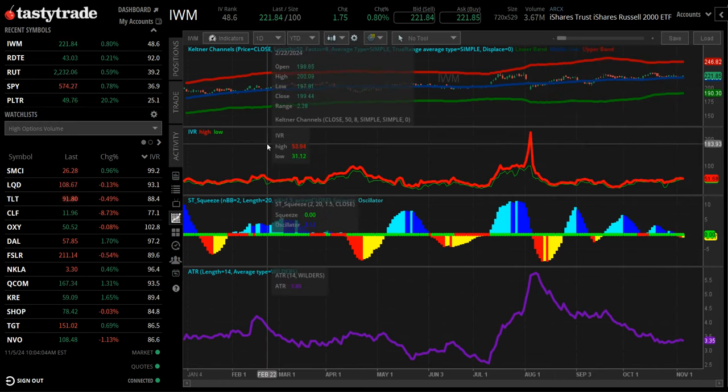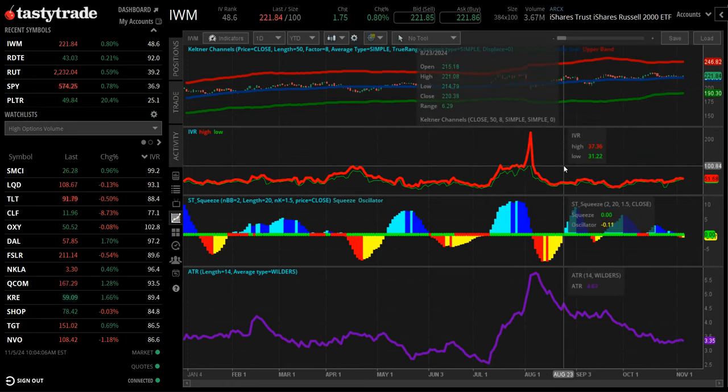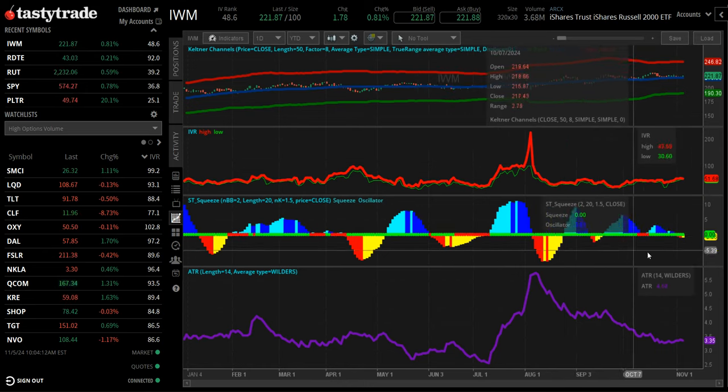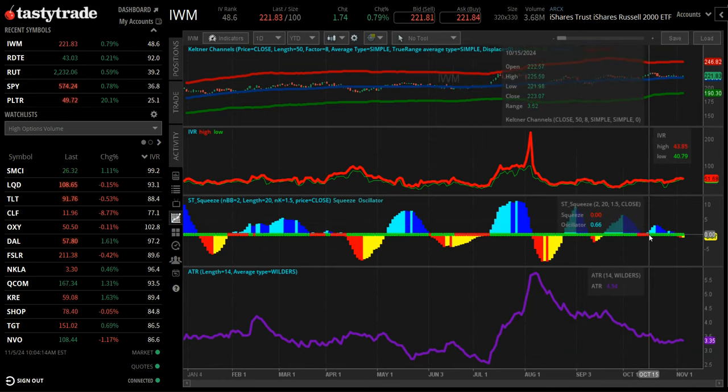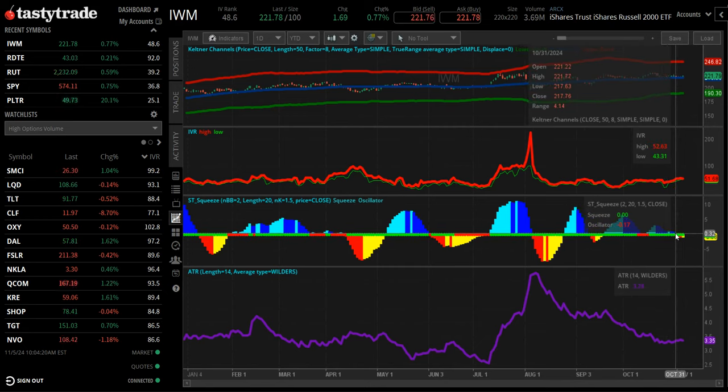The IVR in here is the indicator. If it's over 50, that's a good sign to me to sell options because the premium is more expensive. Another one is this squeeze. It's not a TTM squeeze, it's a different version of it. But as long as it's in the green, it means that the Russell doesn't go anywhere.